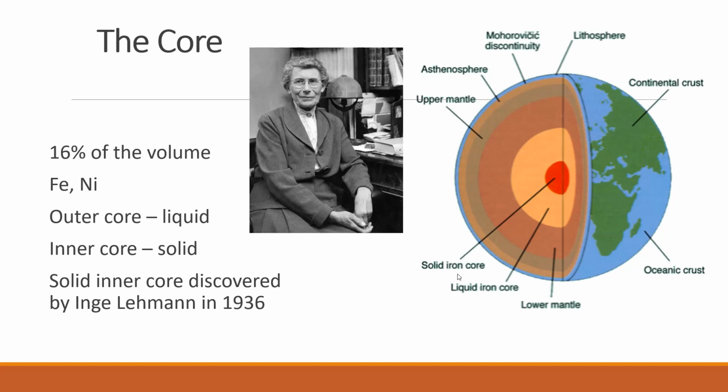The interior of the core is about 16% of the volume of the Earth. It's iron and nickel. We have a liquid outer core and a solid inner core. The solid inner core was discovered by Inge Lehmann in 1936. That's this lady here. 1936, we had the tools to do this, but I work with these tools personally, and I am flabbergasted at her ability to discover this with the technology of the time.